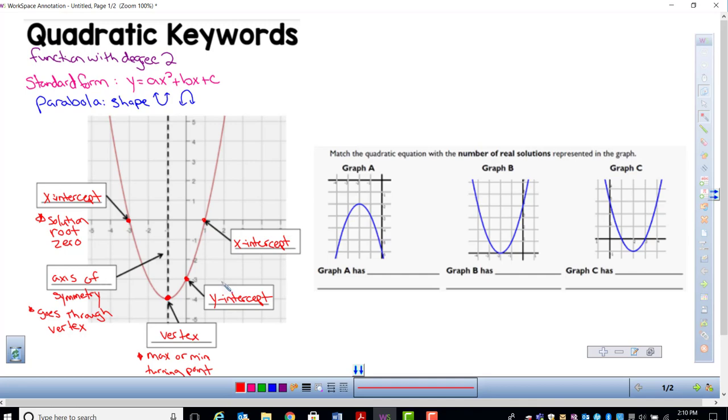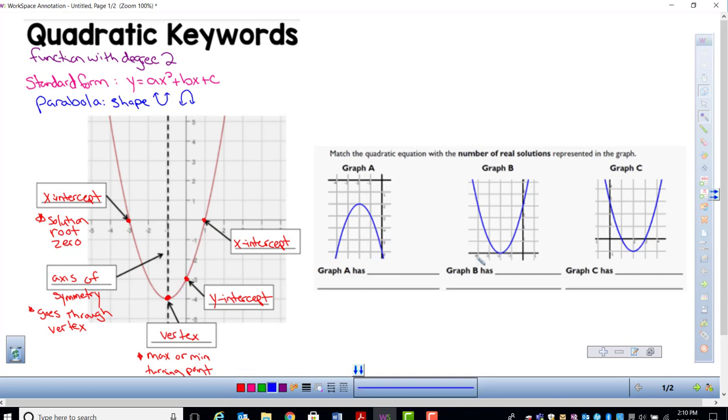These are the basic parts of a quadratic or a parabola. We have our x-intercepts, our solutions, zeros, roots, whichever word you want to use, they all mean the same thing. The axis of symmetry, that line in the middle. The vertex is that maximum or minimum turning point, and then the y-intercept is where it touches the y-axis, and that changes depending on the graph.